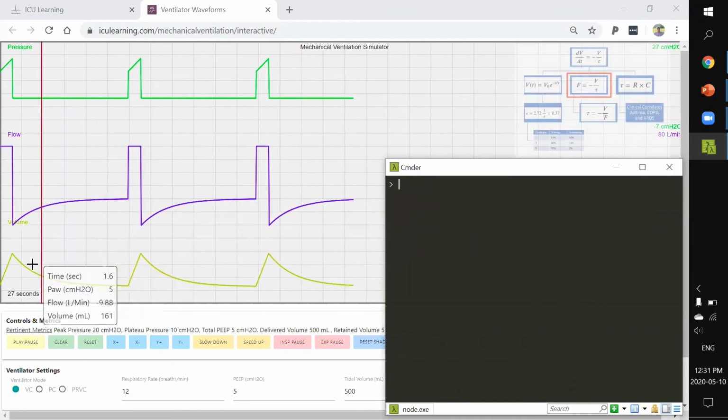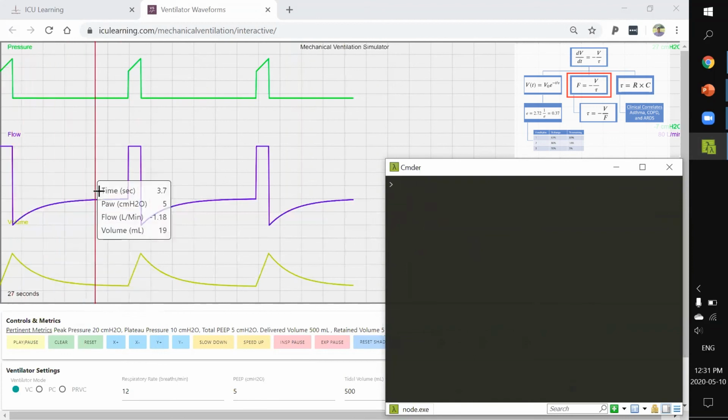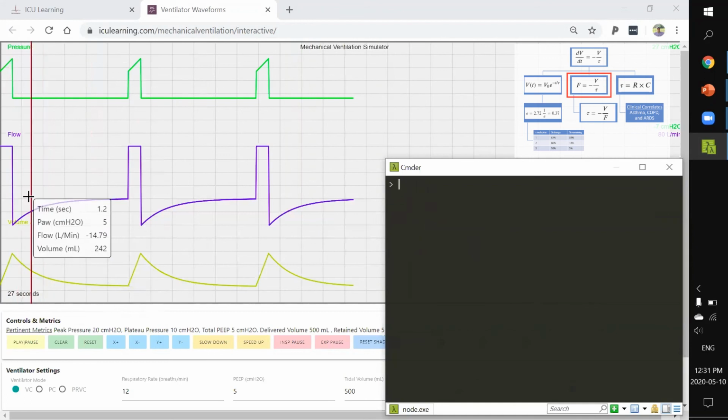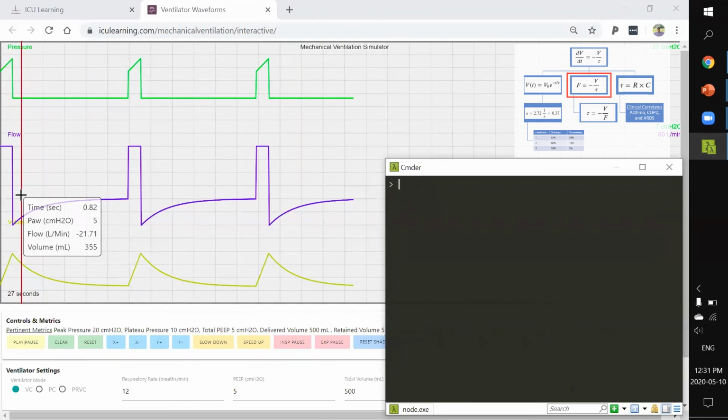In the second way, you also focus on the expiratory phase, since we're calculating the expiratory tau. You select any point in expiration, preferably early during expiration, and you take note of your flow and volume. For instance, at this point in time, at 0.82 seconds, the patient had a flow of minus 21.7 and a volume of 355. So I will go ahead and write those numbers.